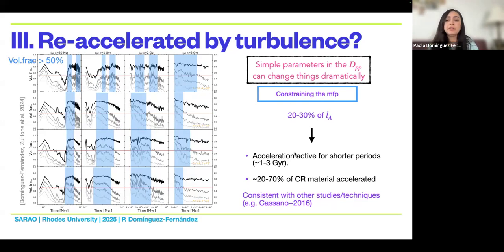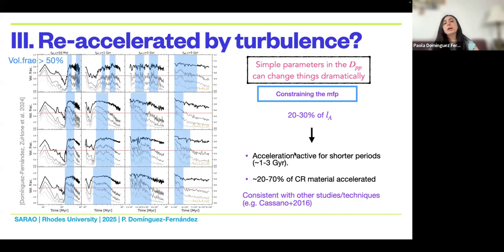So what you're having is more reasonable, because here the acceleration can remain active for shorter periods of time, of the order of 1 to 3 gigayears. And then in this case, the cosmic ray material that will be accelerated will be of the order of 20 to 70%.